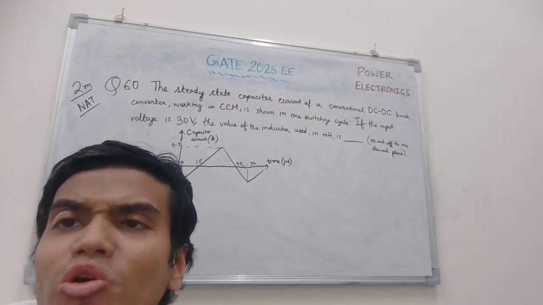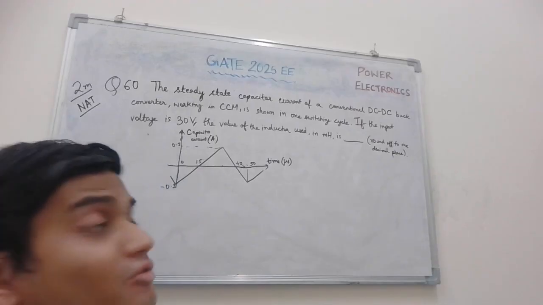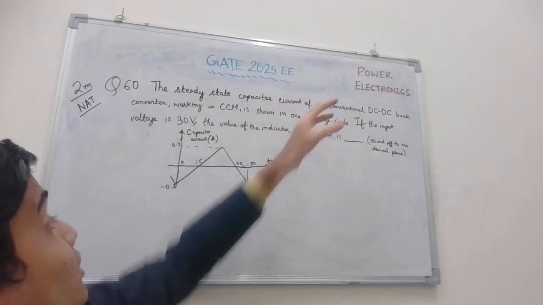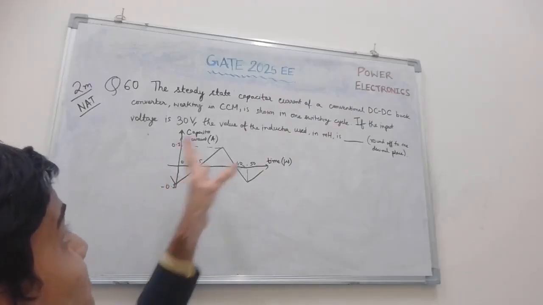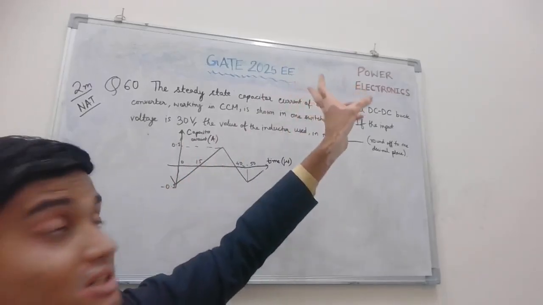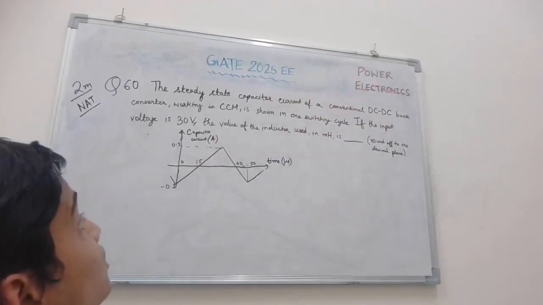Hello viewers, moving on to the next question, the last one in the series of GATE power electronics. It is a 2-mark question, electrical engineering, power electronics, basically on the DC buck converter.